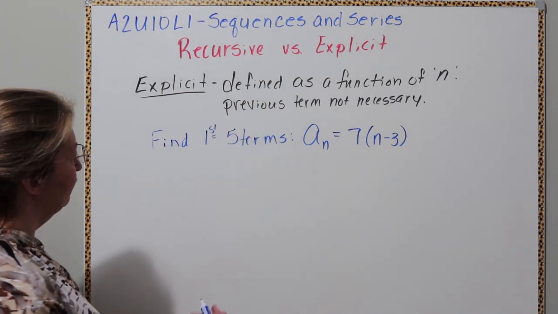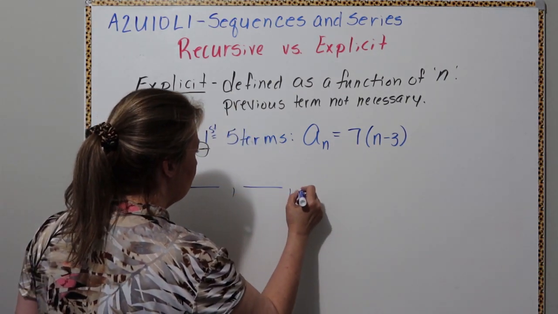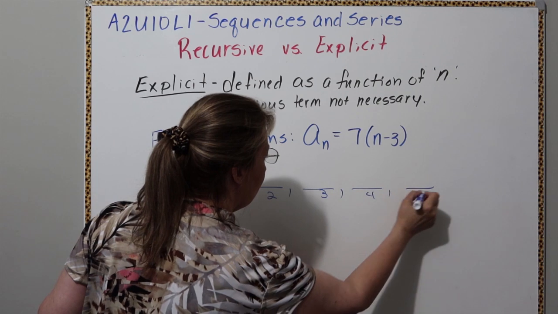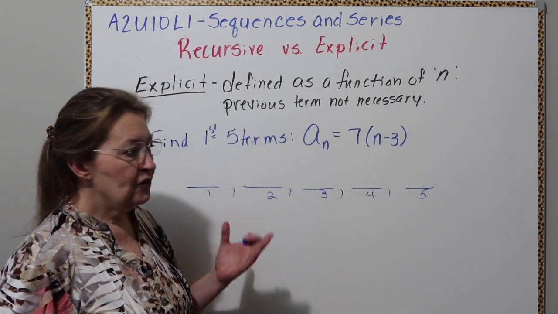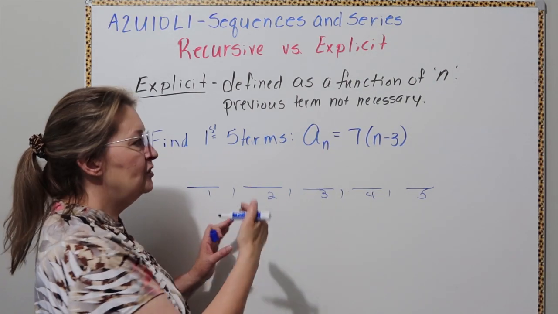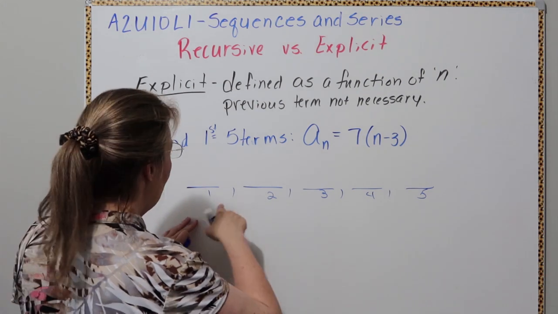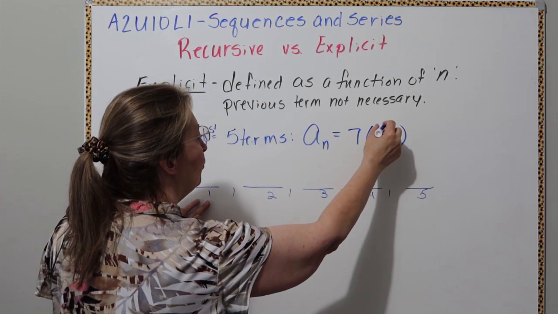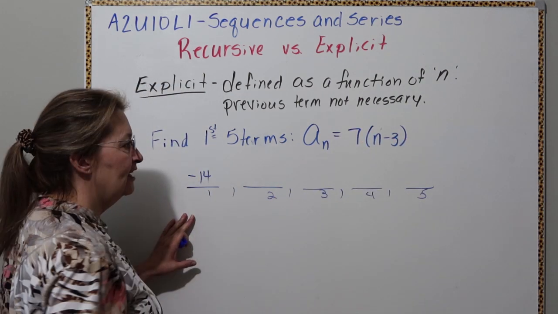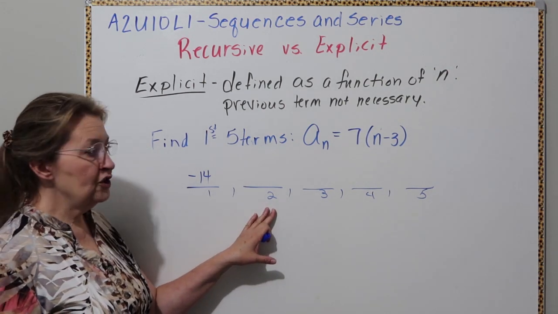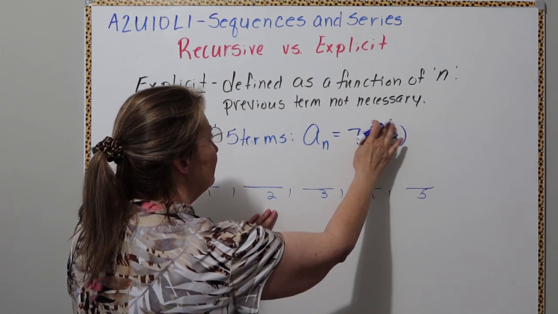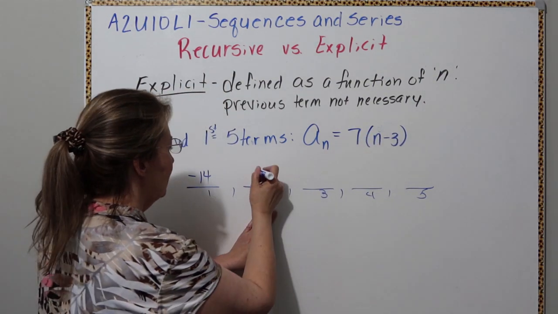If I want to find the first 5 terms, 1, 2, 3, 4, 5. Remember, your term numbers under here, that's n. So all you have to do is substitute the term number for n, and then you get the term value. So if I want to find 1, if I put 1 in here, 1 minus 3 is negative 2. 7 times negative 2 is negative 14. Let's find term number 2. If I put 2 in here, 2 minus 3 is negative 1. And 7 times negative 1 is negative 7.